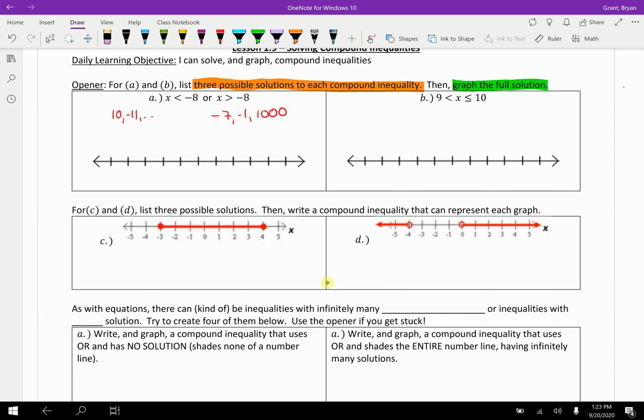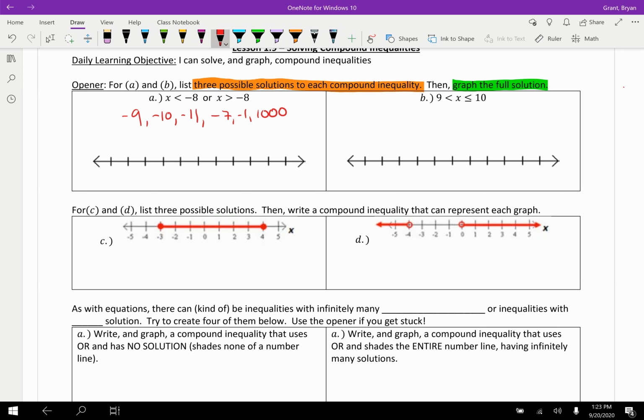So let's take a peek at this. If we look at this first one, x is less than -8 or x is greater than -8, I think actually any of the numbers I listed here would work, right? Any of these 3 are good solutions. Any of the other 3 that I listed, -9, -10, and -11, are other solutions. I've actually listed 6 solutions here because they satisfy or work in one of those 2 inequalities up above.